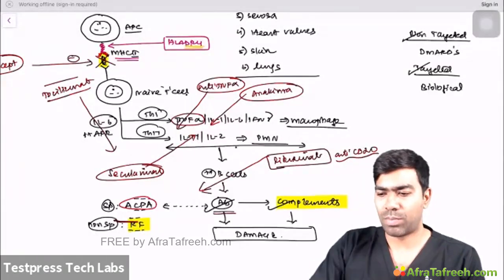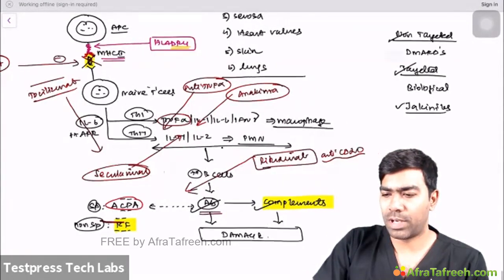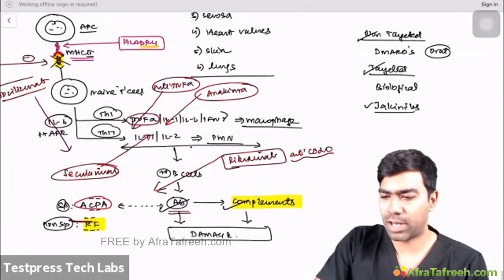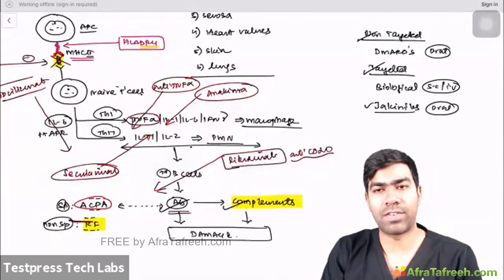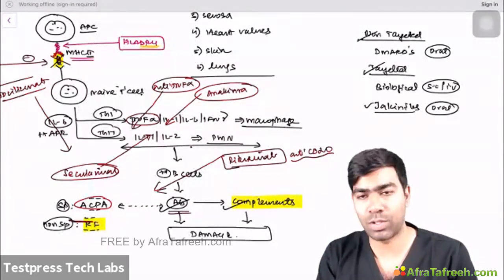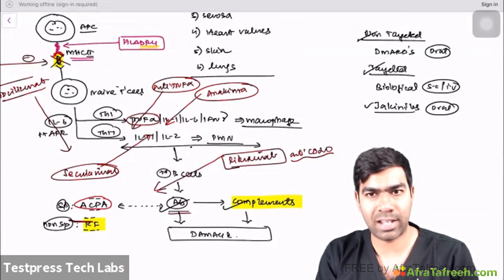And the third group of compounds, we have JAK inhibitors. Remember, DMARDs are basically oral drugs. Biologicals are subcutaneous or IV drugs, which means they are parenteral drugs. JAK inhibitors are once again oral drugs. They are a different league. So what do you mean by JAK inhibitors? We have not talked about that. JAK inhibitors are something that are going to inhibit the JAK receptors.